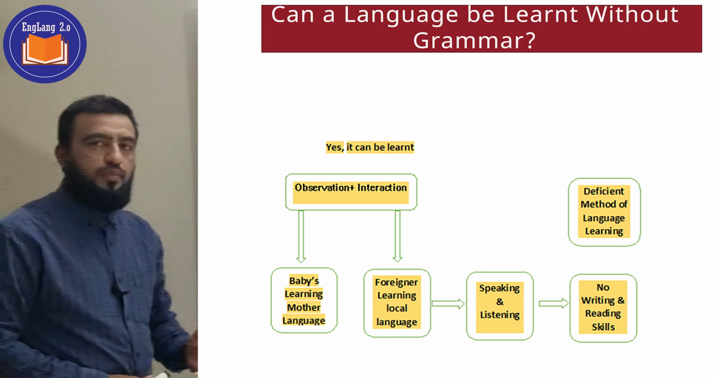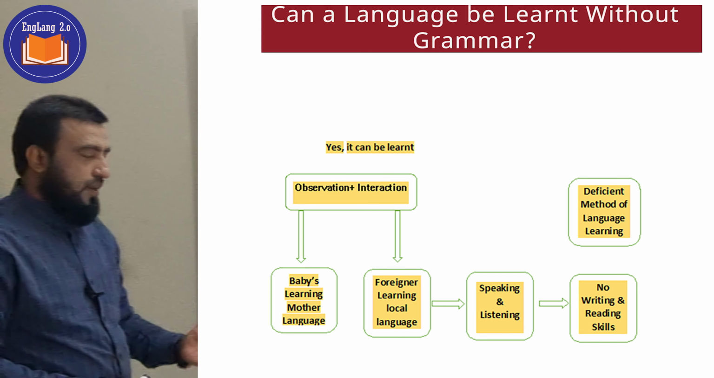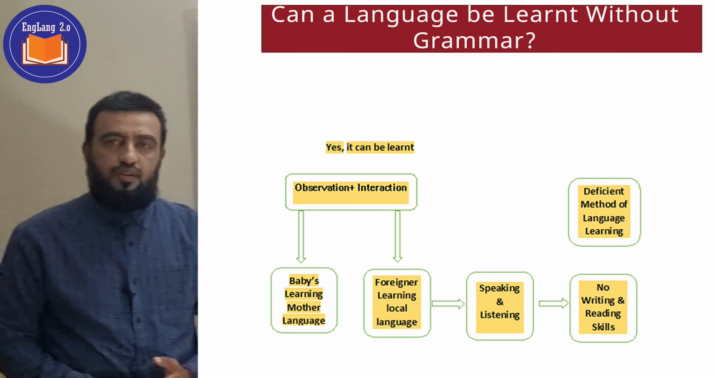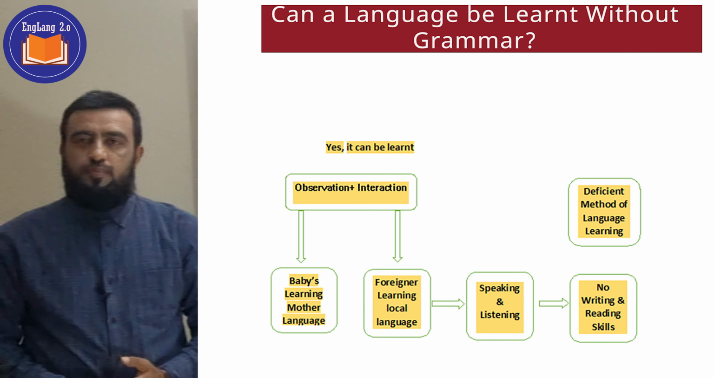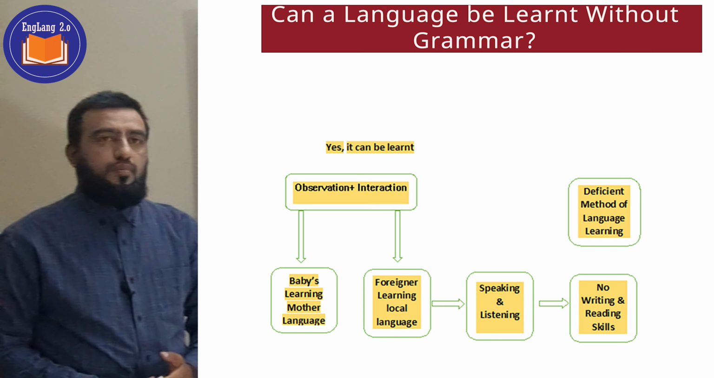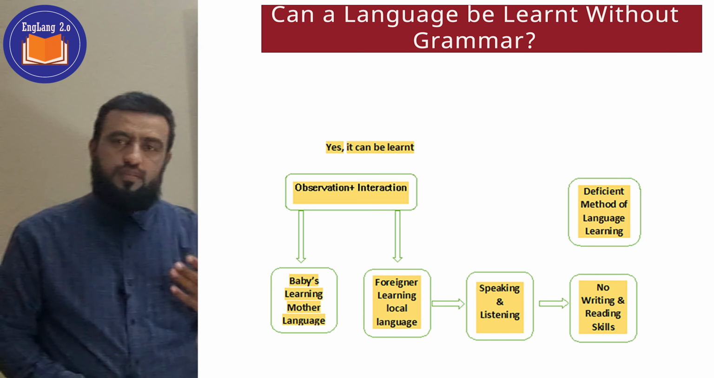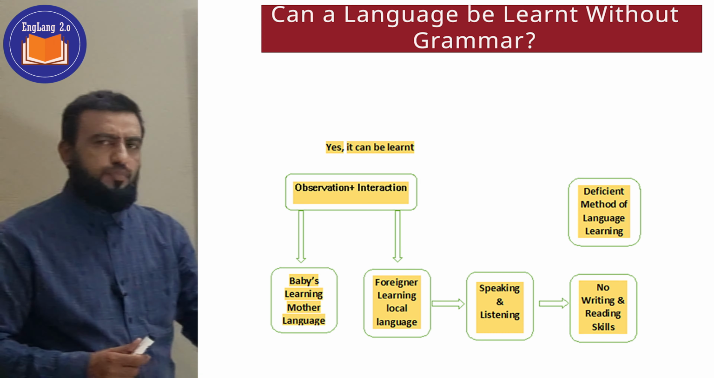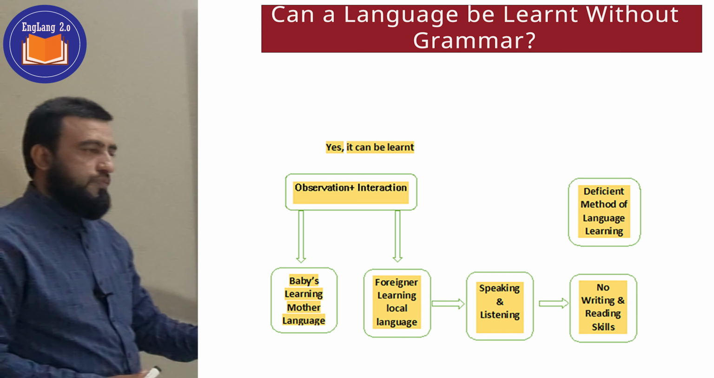I gave you two examples in the last lecture. The first was a small kid who learns the language of his mother in her lap by the age of 5. From the date of his birth till the age of 5, he learned the complete language without understanding the grammar. This is the first example.